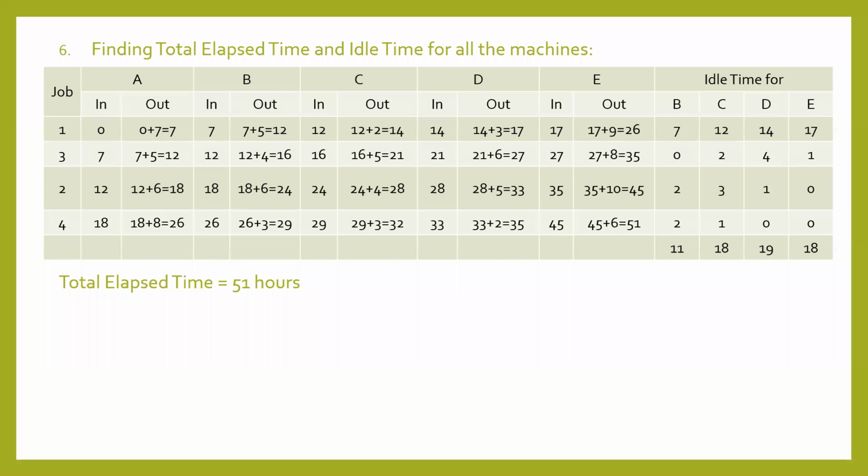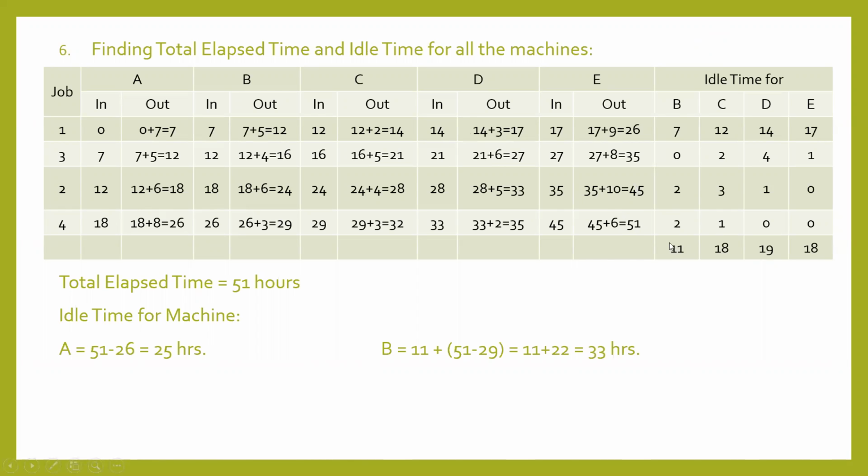Okay, try to understand this now. Once machine number A completes the last job, that is job number 4, at 26 hours, it is going to sit idle till 51 hours. So 51 minus 26 will be the idle time for A. That is coming to how many hours? 25 hours. Okay, someone is giving the answer here. So if I change this, 25 hours. What about B?